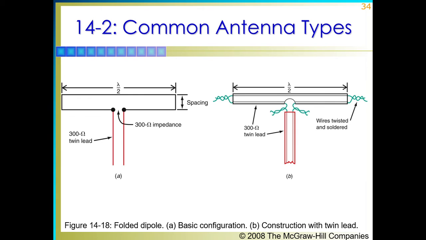The following figure shows the dipole's basic configuration and construction with twin lead. The basic configuration has a 300 ohm impedance that is not present in the construction with twin lead. On the other hand, the construction with twin lead has twisted and soldered wires, which are replaced by spacing in the basic configuration.